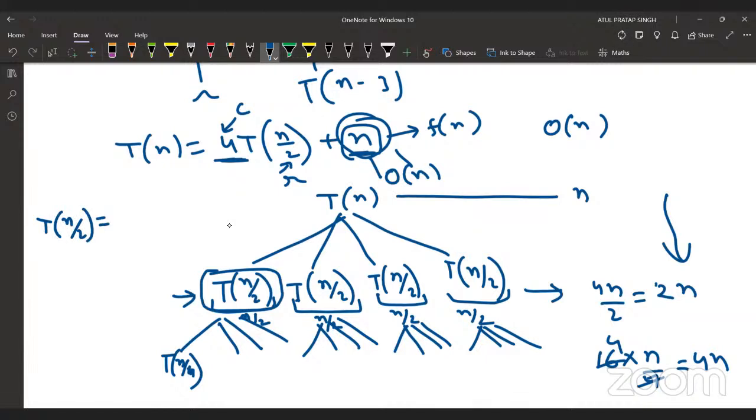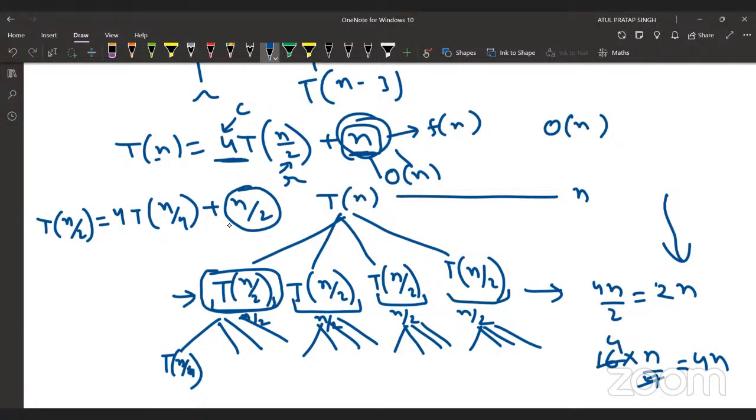What will be the recurrence of this n by 2? Now the input size has changed, so just replace everywhere we are using n with n by 2. It becomes 4T(n/4) plus n by 2, like this. So this is the extra cost that is required, and then we will multiply the whole thing by 4.